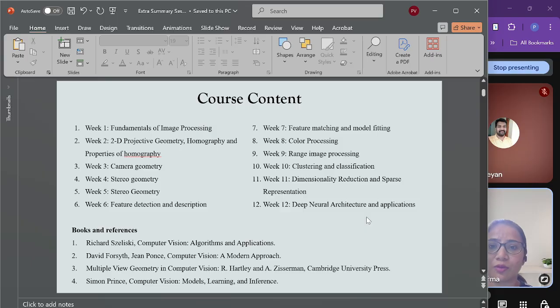This is our course content for all the weeks, right? Week 1 to week 12. And these are some books and references for this course, Computer Vision. I hope all of you have downloaded these books and gone through all the course content over the weeks. So again, we will do some problems here.